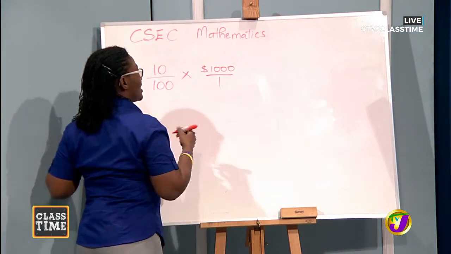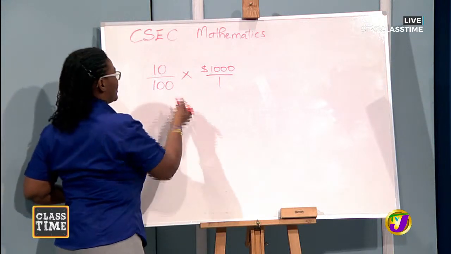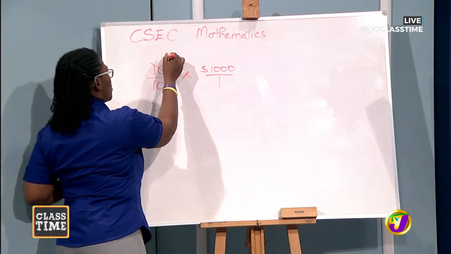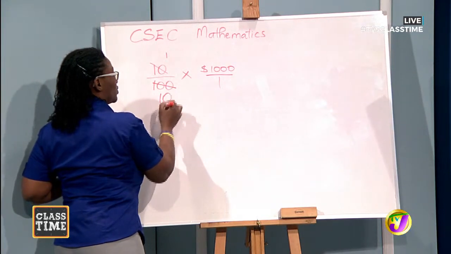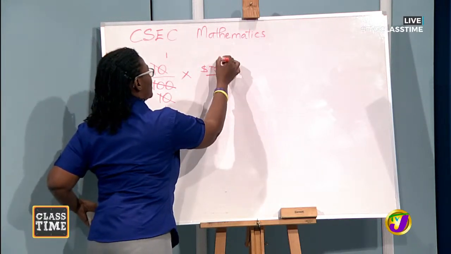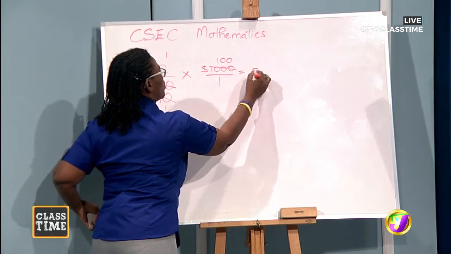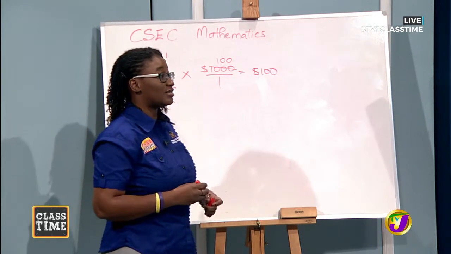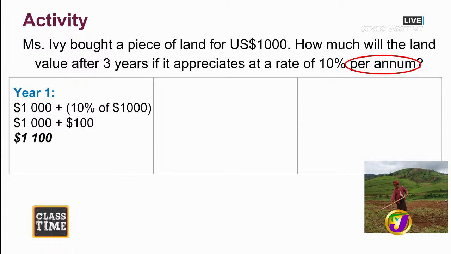And we're finding 10% of $1,000. Of course, we can find common factors. So 10 into 10 will go 1 time, and 10 into 100 will go 10 times. And 10 into 10, 1 time, 10 into 1,000, 100 times. And so we would have $100. Right. And so the value after 1 year for Miss Ivy's piece of land would be $1,100. All right, so that's year one. So at the end of year one, the land is now valued at $1,100.